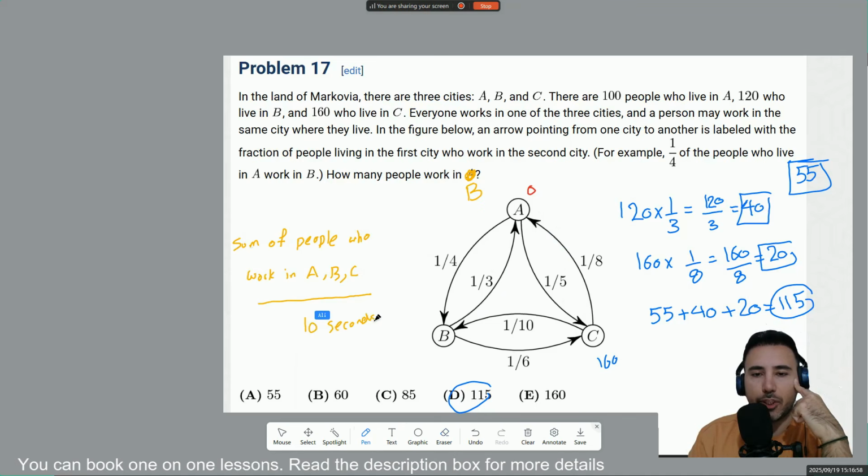One way would be, we just found the number of people who work in A. We could take the same amount of time to find the number of people who work in B. Again, the same amount of time to find people who work in C. But to find the sum of the people who work in A, B, and C is a 10-second question. Do you know why?